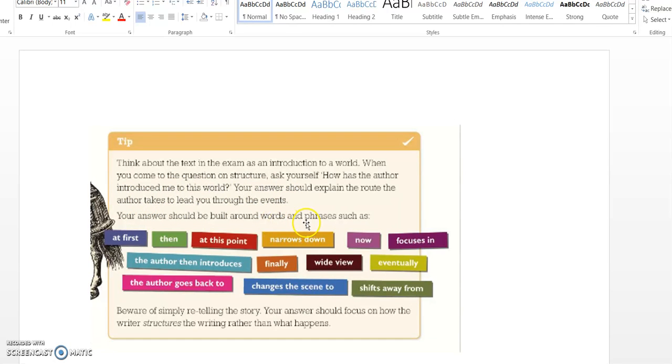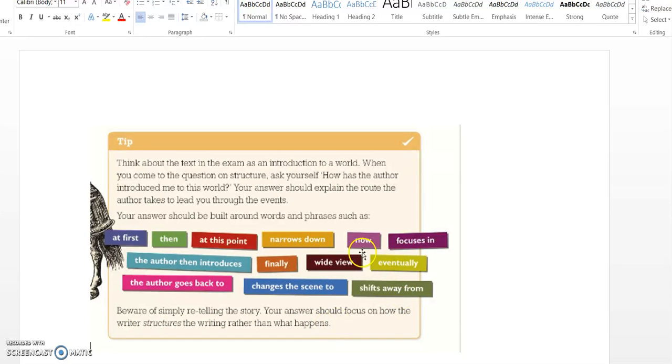Your answer should be built around words and phrases such as at first, at this point, narrows down, focuses in on. These are all phrases that you should be familiar with and we've used in lessons when we've looked at this question. This idea of a wider view, opening up the description in the text perhaps to a wider view. So you might want to commit some of these phrases to memory and use them in your answer. And this is a good tip as well. Beware of simply retelling the story. Your answer should focus on how the writer structures the writing rather than what happens.